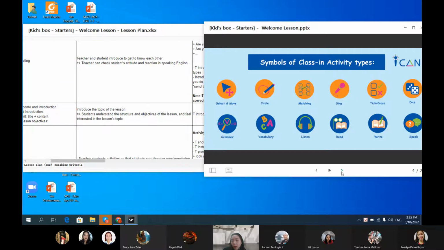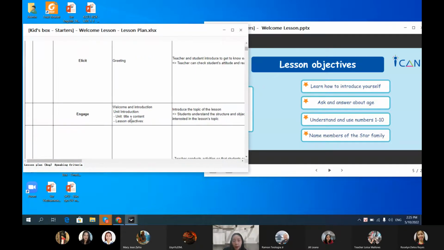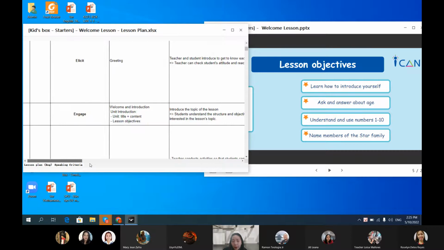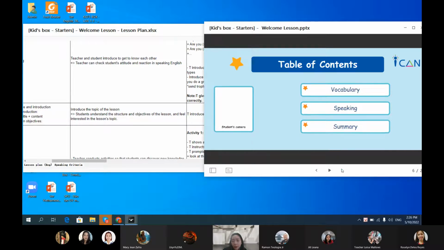Similarly, we are gonna introduce them to the lesson objectives as we do in the engage part. Welcome and introduce the unit introduction. For example, the title and content and the topic of the lesson: how to introduce yourself, ask and answer about each other, understand and say the numbers from 1 to 10, and name the family members of the Star family. Okay, so move to the next part.